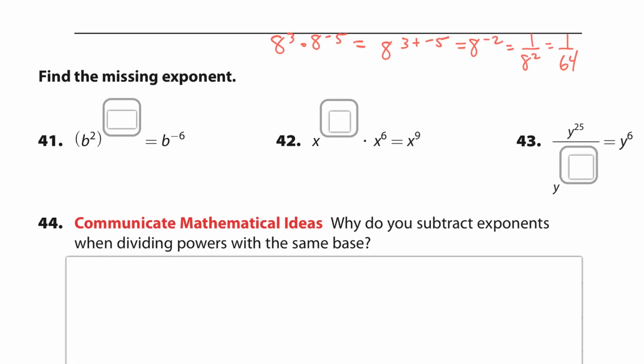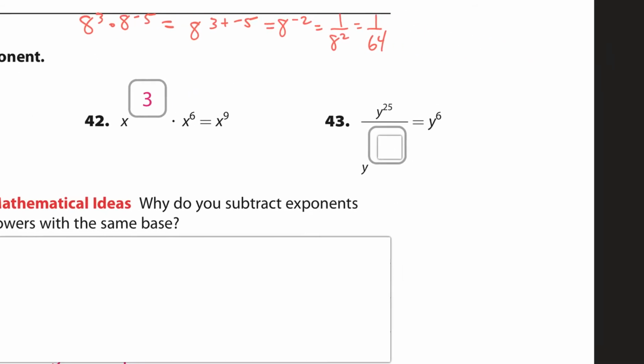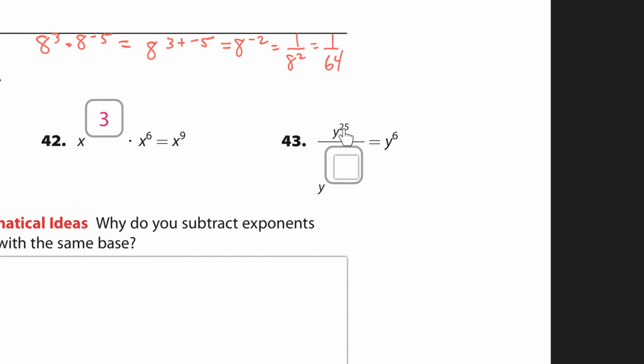Okay. Find the missing exponent. I think this is 3, because what I need to do is a power to a power. You have to multiply those, and 2 times negative 3 is negative 6, so that should be negative 3. This one, we're adding these, so what plus 6 is 9? 3 is. All right, 3. And this one, y to the 25th divided by something is y to the 6th. So it's 25 minus what is 6? I believe that's 19. So I would do 19.